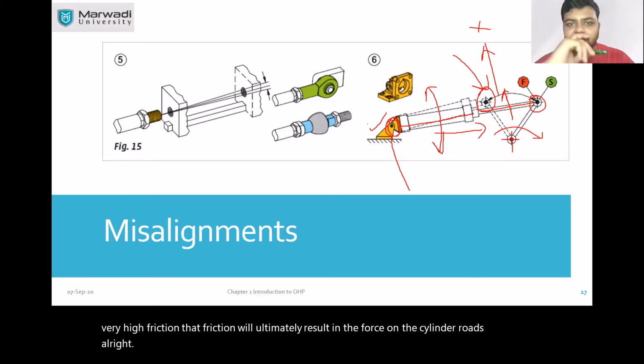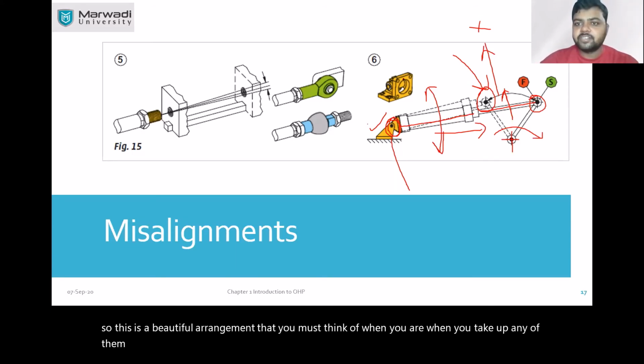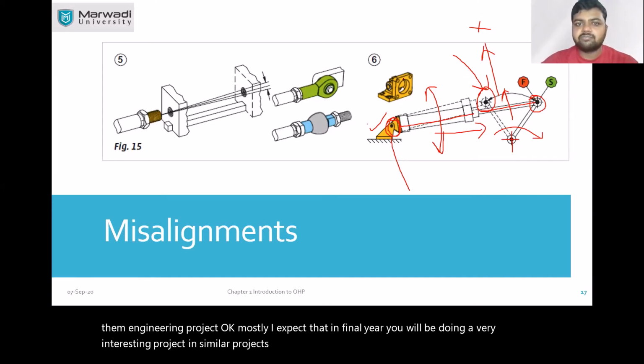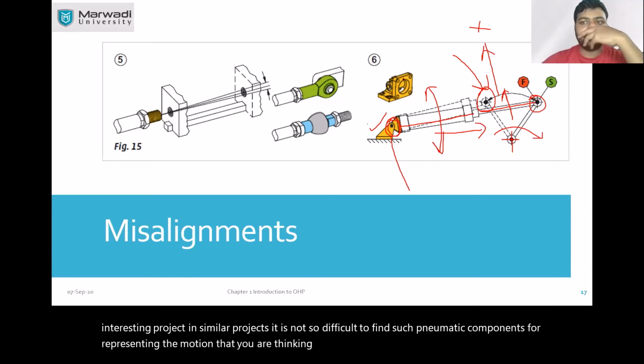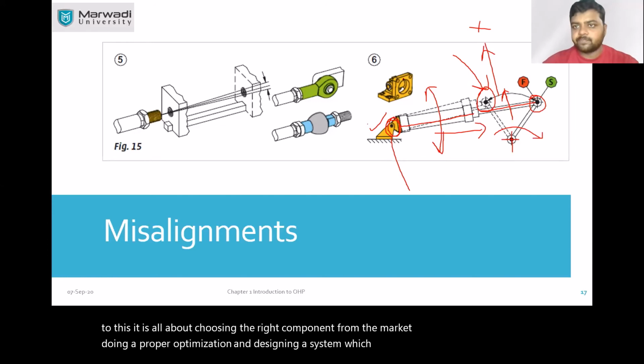So this is a beautiful arrangement that you must think of when you take up any engineering project. Mostly I expect that in final year you will be doing a very interesting project, and in similar projects it is not so difficult to find such pneumatic components for representing the motion that you are thinking of. The actual design problem is very similar to this. It is all about choosing the right component from the market, doing the proper optimization, and designing a system which can last for a long time while doing the desired operation.